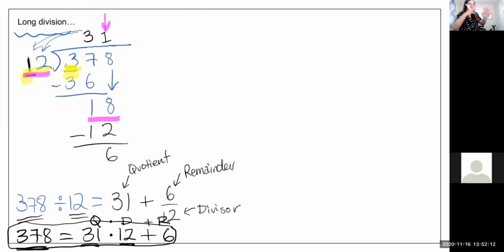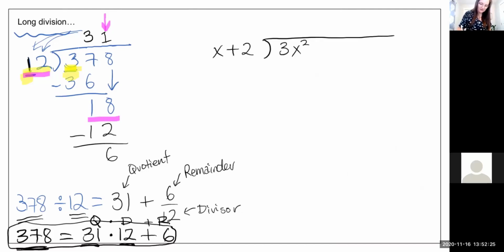Okay, so now that same strategy is going to be applied to polynomials. Let's say I was doing x plus 2 going into 3x squared plus 7x plus 8. The reason this can be pretty much exactly the same is that if x was 10, this would be a 12, and then that would be 378. So it's exactly the same process because it's kind of like place value. Polynomials are like place value. Okay, so let's run through this.